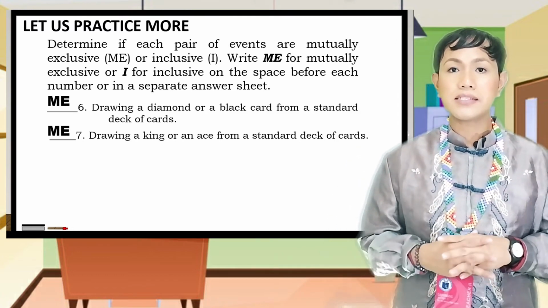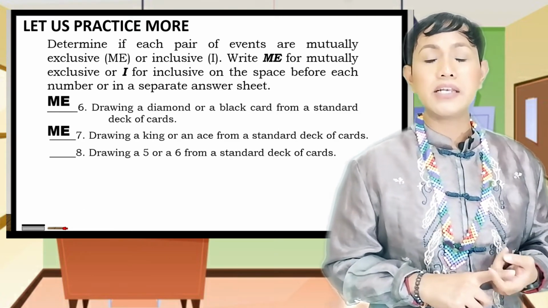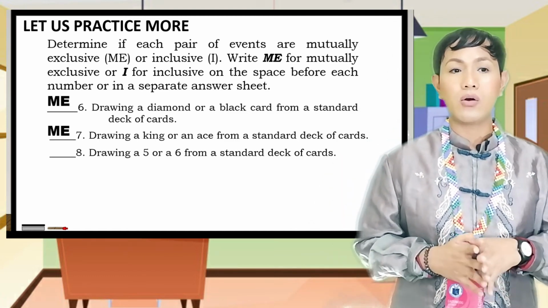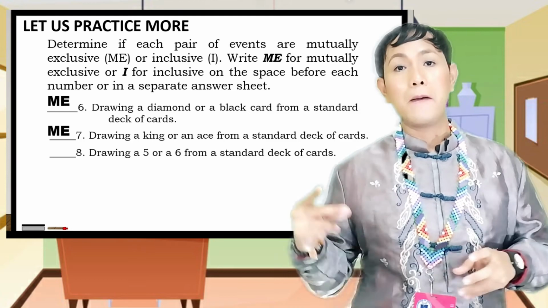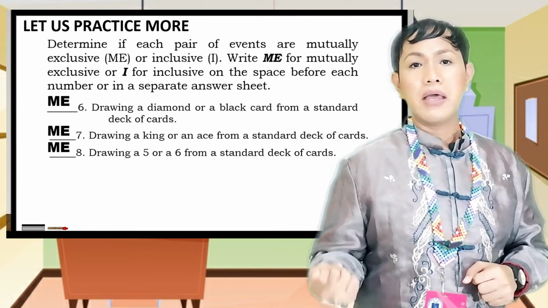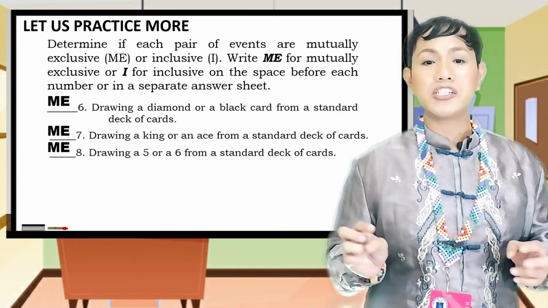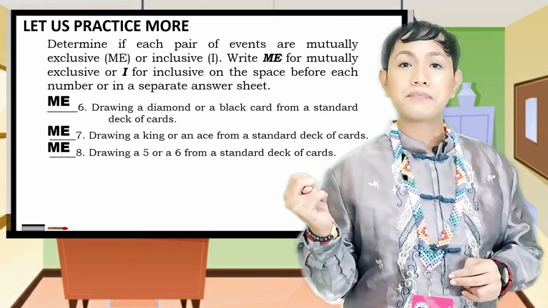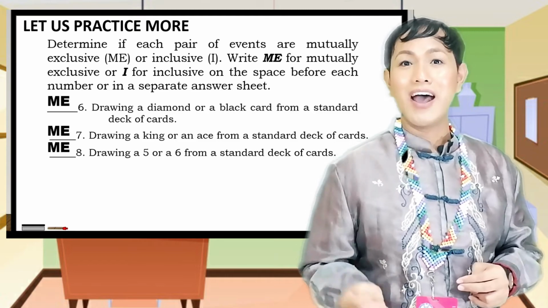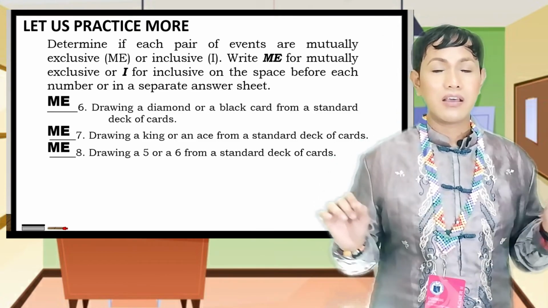Now, the next thing is drawing a 5 or a 6 from a standard deck of cards. Is it ME or I? Brilliant. It is still ME, mutually exclusive, because 5 is 5 and 6 is 6. These are two different numbers, right? Unless you prove otherwise, that these two numbers are just but the same. But in reality, so far, it isn't.